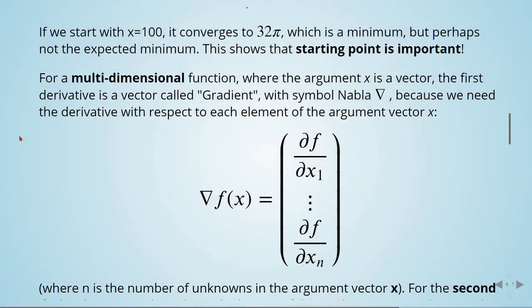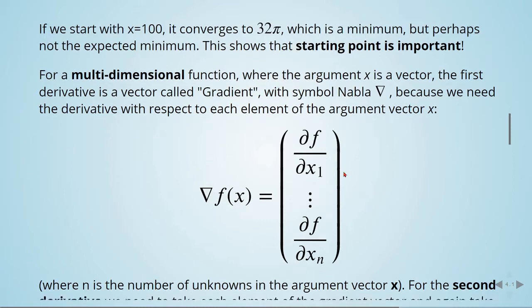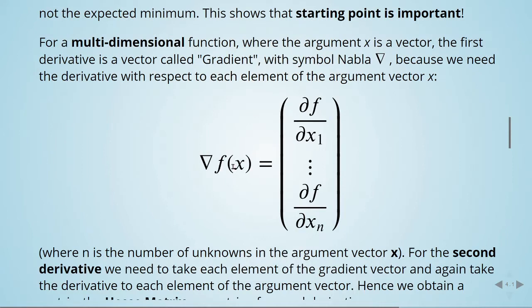For a multidimensional function, where the argument x is a vector, not a number, the first derivative is a vector called the gradient, and it has the symbol nabla. Now we need the derivative with respect to each element of the argument vector x. So this is our function. This is not a number now, this is a vector.